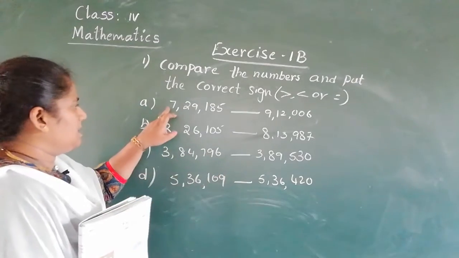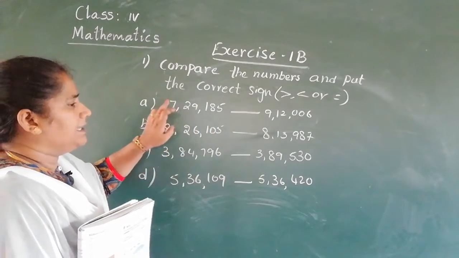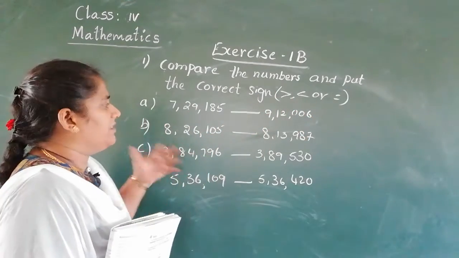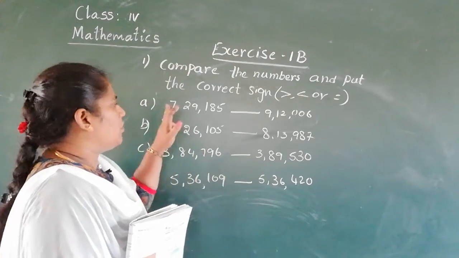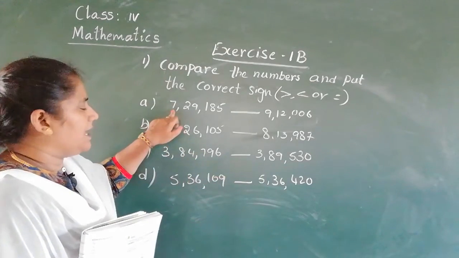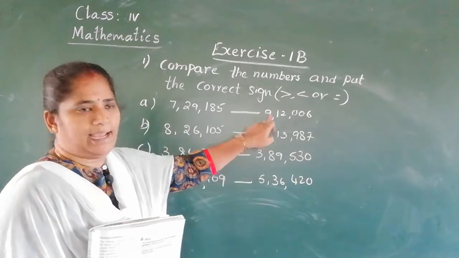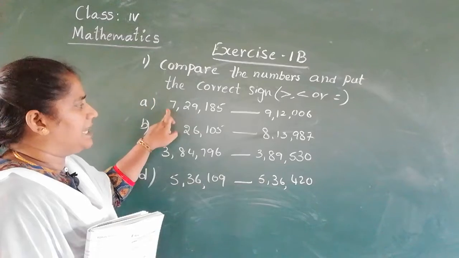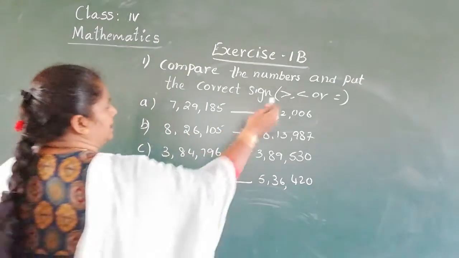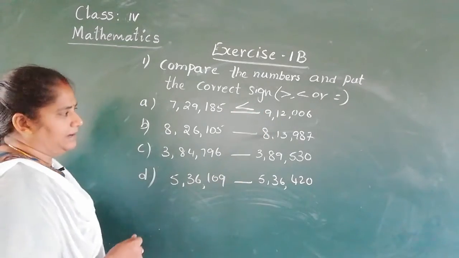Okay, see the first one. Here, how many digits are there in this number? Yes, this is a 6-digit number and that is also a 6-digit number. Okay, no problem, the same number of digits came. Just compare the highest place, which is nothing but the lakhs place. How many lakhs here? 7 lakh, there 9 lakh. 7 is smaller than 9, so we'll use the symbol less than. 7 is less than 9.